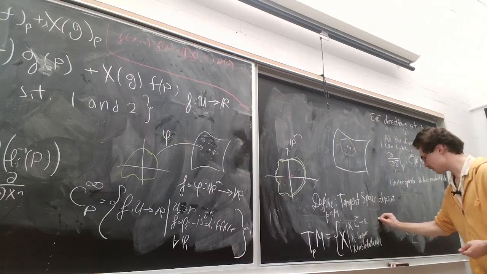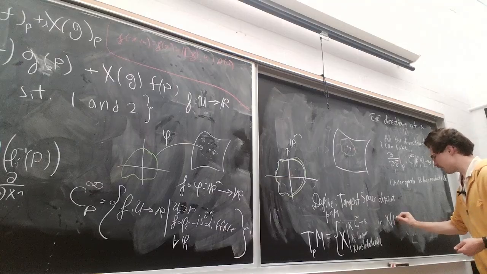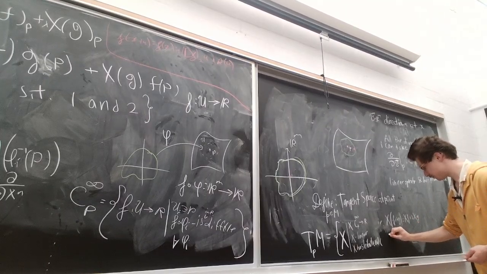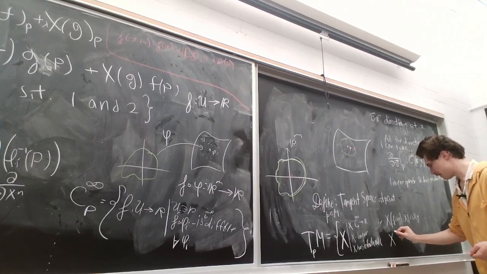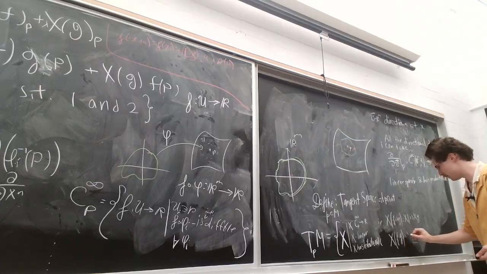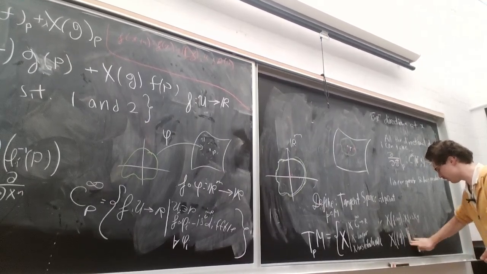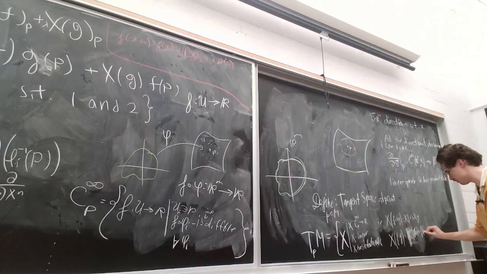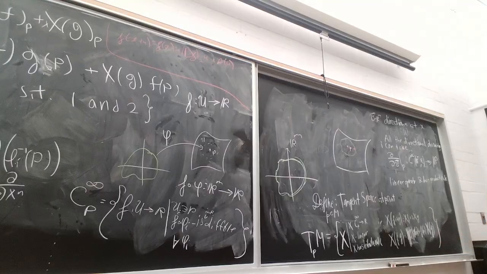So X has those two conditions, i.e. X of f plus lambda g is equal to X of f plus lambda X of g, and X of f times g, all at point P, is equal to X of f times the number g at P plus f at P times X of g. Okay. So given a manifold, at a point I can look at this set of things. Do you agree? And these things satisfy properties which are very similar to the properties of a derivative. Do you see? And so the argument is that there should be some isomorphism between this set and this set.